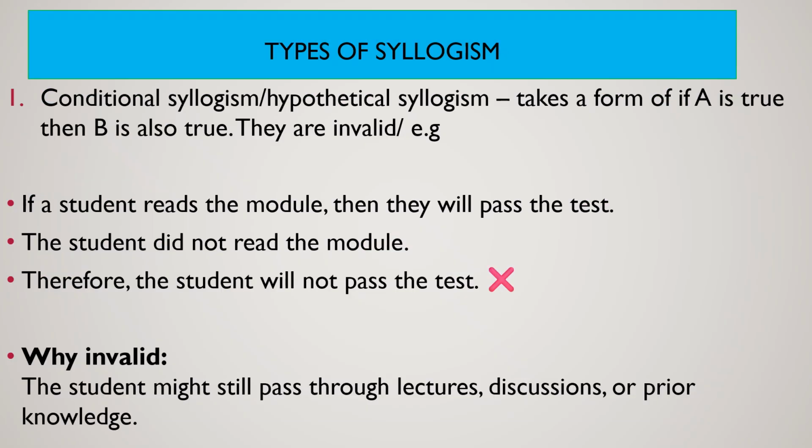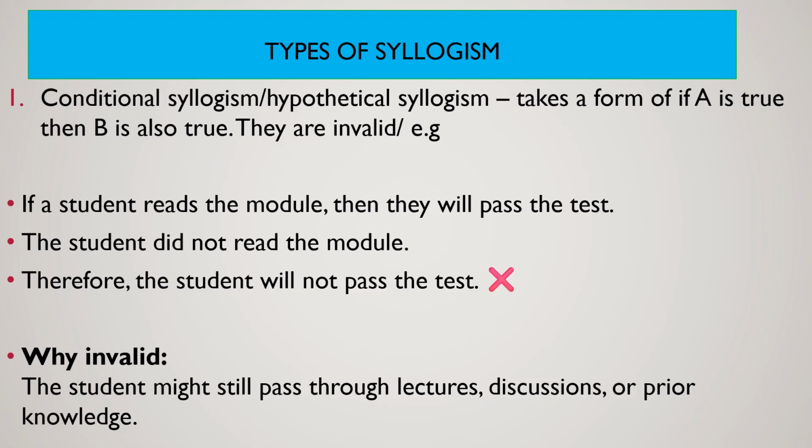Let us now look at the different types of syllogism. Number 1, we have conditional syllogism or hypothetical syllogism. And this one takes the form of if A is true, then B is also true. What we mean by A and B is just a statement, whereby if a certain statement A is true, then its corresponding part B is also true. And they are noted as invalid arguments or invalid syllogisms because they are only true if the other one is also true.